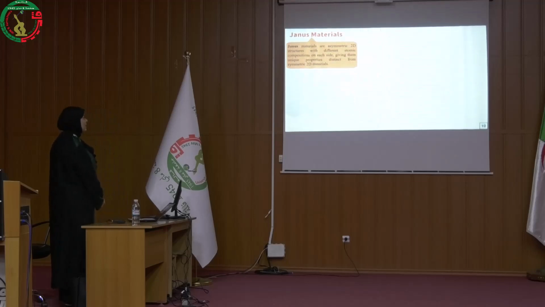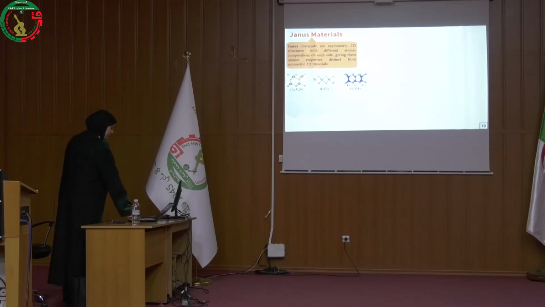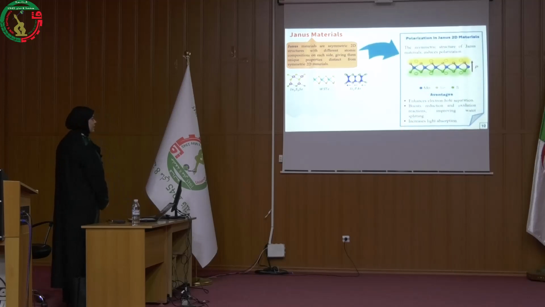Janus materials are asymmetric two-dimensional structures with different atomic composition on each side, giving them unique properties distinct from symmetric two-dimensional materials. There are some Janus materials. We note that the top and bottom sides of those materials are different. The asymmetric structure of Janus materials introduces polarization. This polarization generates a dipole moment that enhances their performance.